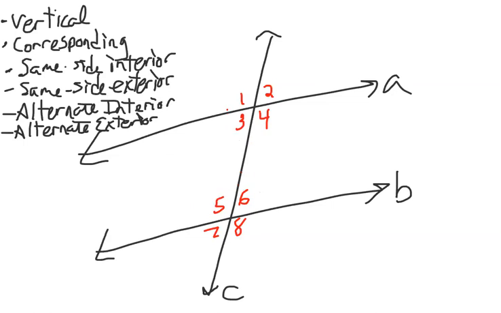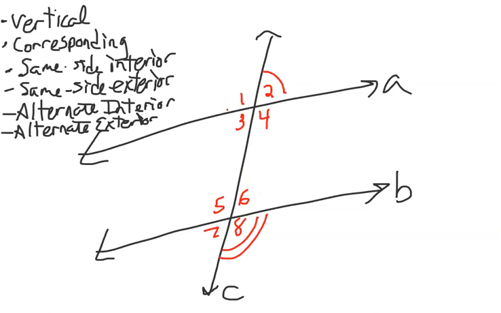Same side exterior now. I'm looking for, oh, this is funny, Evan. I'm picking all the kids in the room. Evan, what do you say for same side exterior? 8 and 2. 8 and 2 would be a good pair. Yes. They're both on the same side of that transversal, and they're on the exterior of the other two lines.